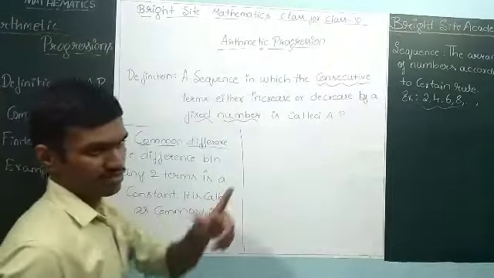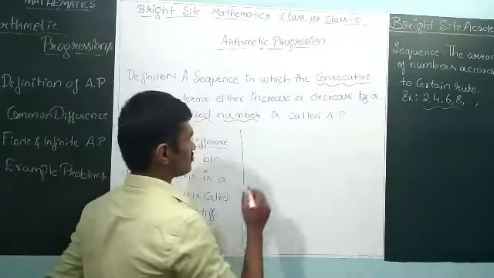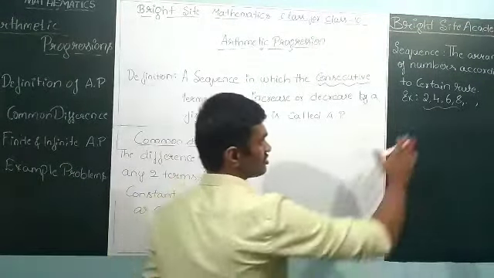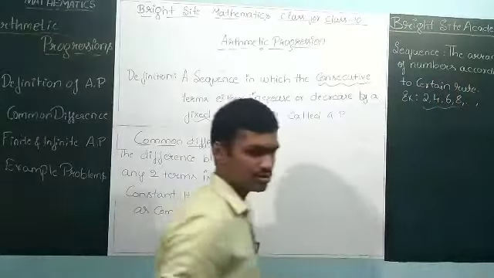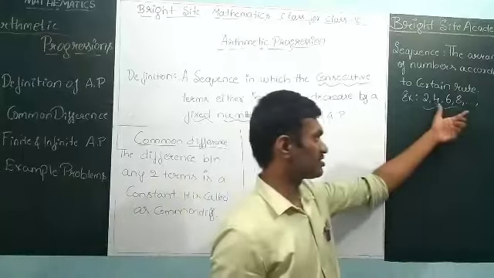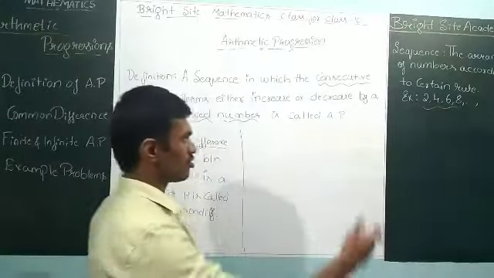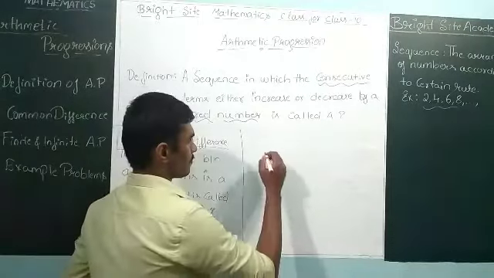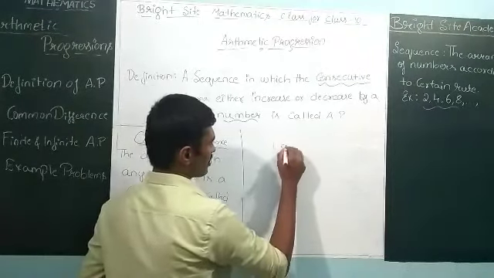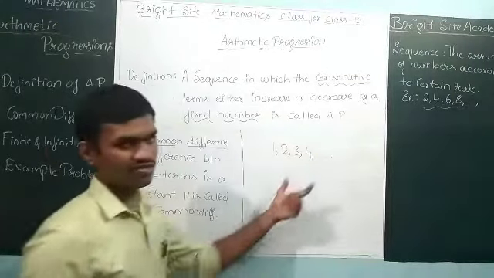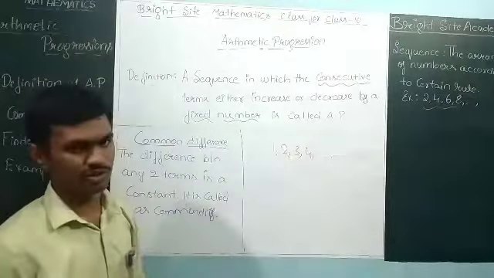It should be a sequence. Let us consider a sequence. Before that you need to know about sequence. The arrangement of numbers according to a certain rule is called a sequence. In the last class we took an example of this, so you can take that example. I will take another example. See here, 1, 2, 3, 4, and so on. It is a list of numbers, or an arrangement of numbers.